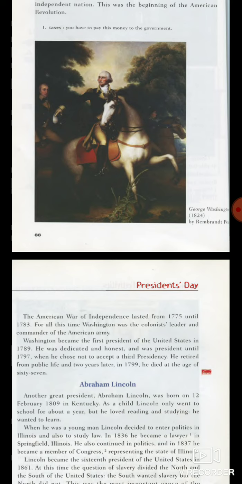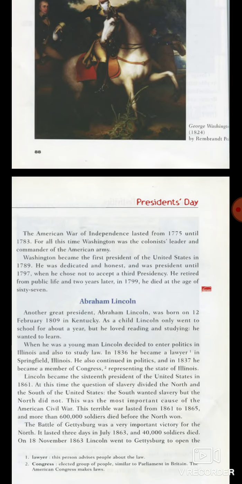Abraham Lincoln. Another great president, Abraham Lincoln, was born on 12 February 1809 in Kentucky. As a child, Lincoln only went to school for about a year. He loved reading and studying. He wanted to learn. When he was a young man, Lincoln decided to enter politics in Illinois and also to study law. In 1836, he became a lawyer in Springfield, Illinois.